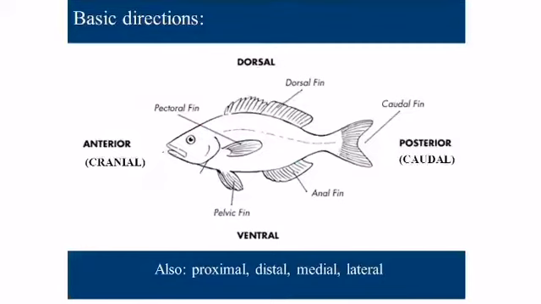First have a look at the basic directions of the fish. Here, this is the dorsal region of the fish and this is the ventral region of the fish. This is the posterior region, which is also named the caudal region, and this is the anterior region, which is also named the cranial region of the fish.